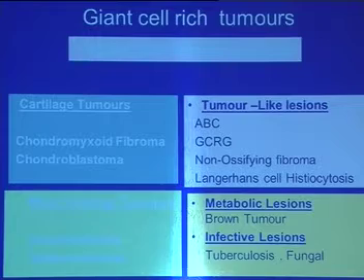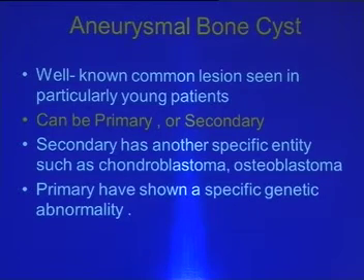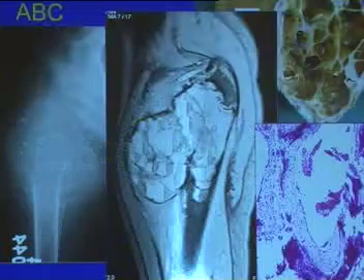Now coming to tumor-like lesions, aneurysmal bone cyst is a very well-known common lesion, particularly seen in younger patients. It can be primary or secondary, and the secondary aneurysmal bone cyst has another specific component like a chondroblastoma, osteoblastoma, chondromyxoid fibroma, true giant cell tumor, etc. In recent years it has been shown that the primary variety of aneurysmal bone cyst has a typical genetic signature, so these are likely to be true neoplasms.